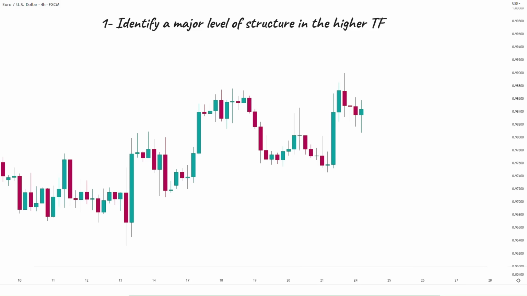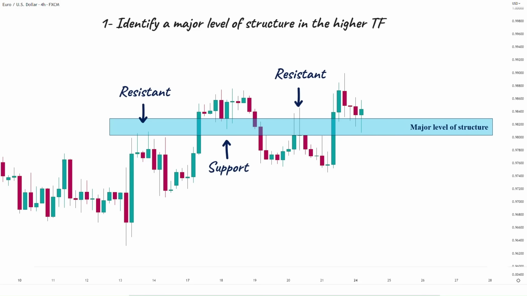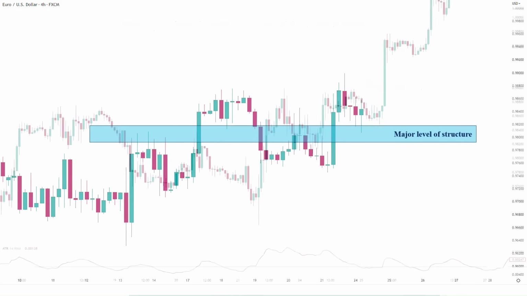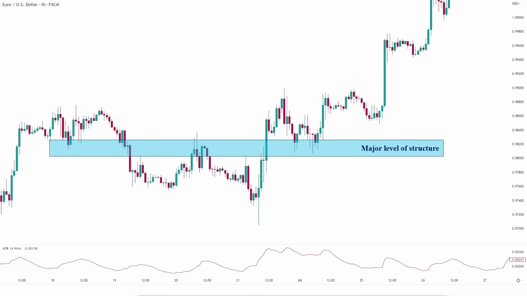Here on the Euro-Dollar 4 hours timeframe, we are in an uptrend, so we have a bullish bias. Also, we can identify this major level of structure in front of the market. As the price moves towards this level, we know that this movement is a short-term downtrend in lower time frames, and we expect the price to reject this area. So we zoom into the 1-hour time frame to observe the price behavior once it gets there, and possibly open a long position.